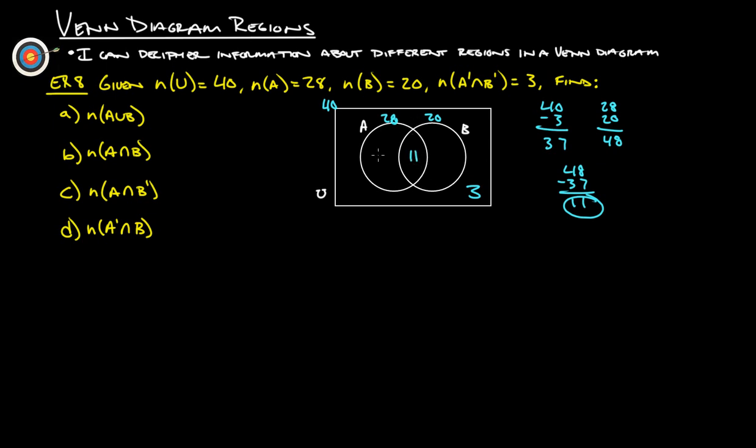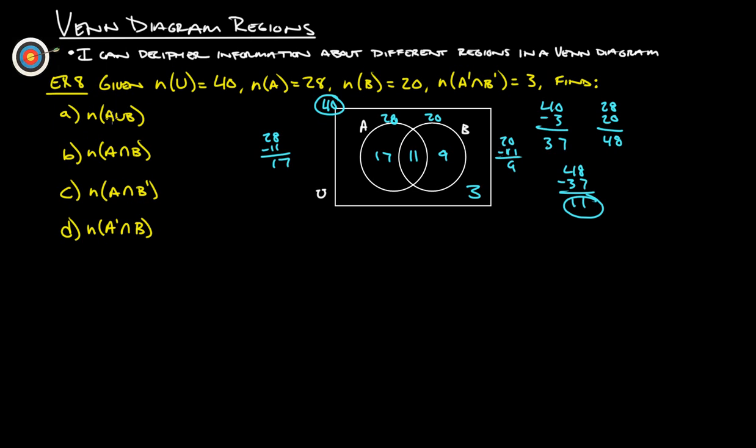And now we can figure out what's just in A and what's just in B. For just in A, we would do 28 minus 11, which gives us 17 in here. For just B, that's going to be 20 minus 11, which is 9. So now we know how much is in each region. 17 plus 11 is 28, plus 9 is 37, plus 3 more is 40. And that's what we know we have to have in here. Okay? So that's the hard part. Now that we've done the hard part, we can figure out the answers to these here.